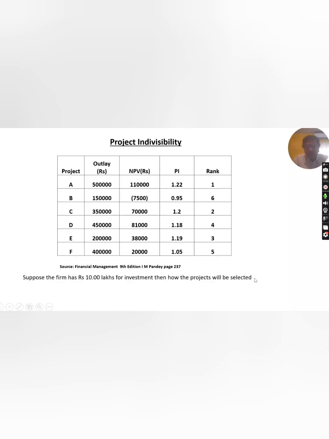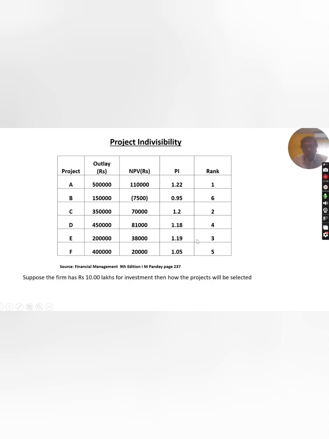Again, I will show you here that PI rule will fail here. If we go as per the ranking of the PI, this is the highest ranking, 1.22. You can check, and this is second. That means we will select first this project A, for which 5 lakhs fund is required. And the second rank is this, that means 3.5 lakhs of capital is required. Then how much capital is already invested for A and C? 8.5 lakhs.